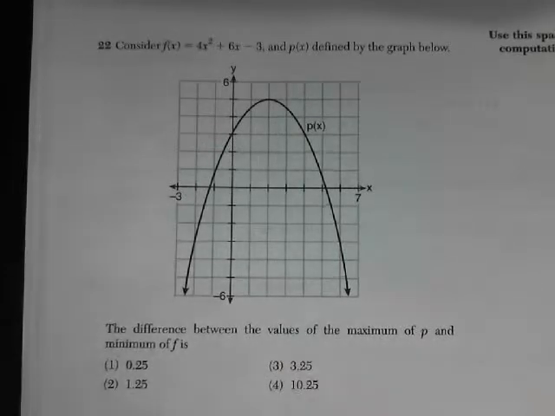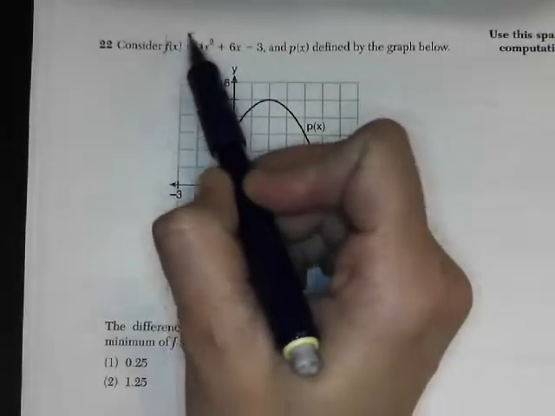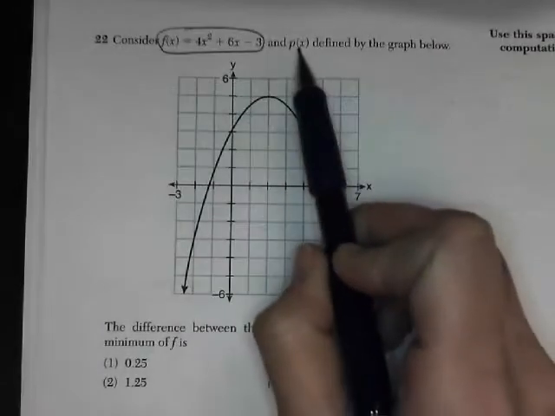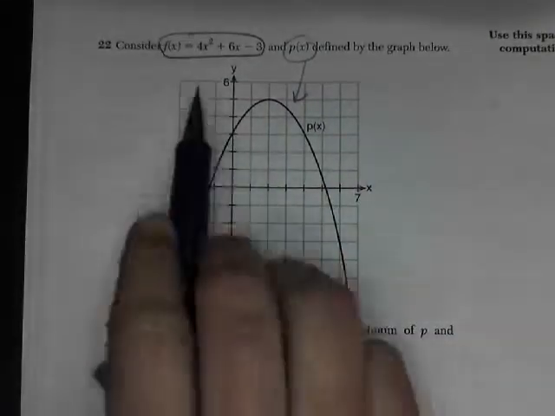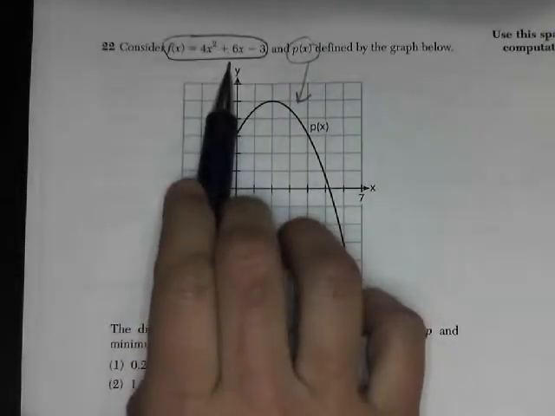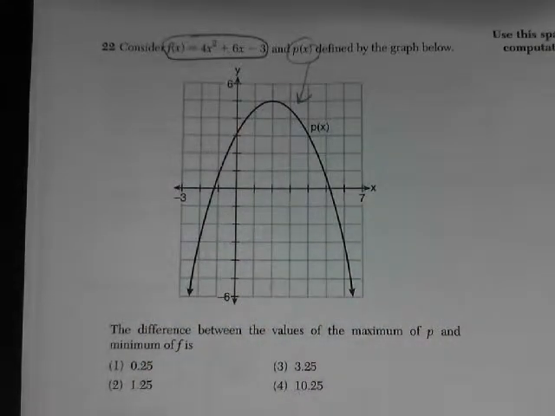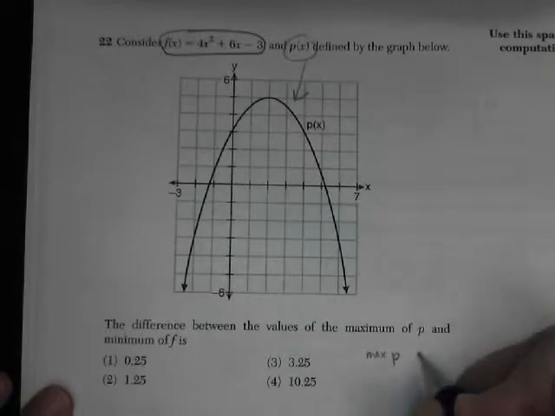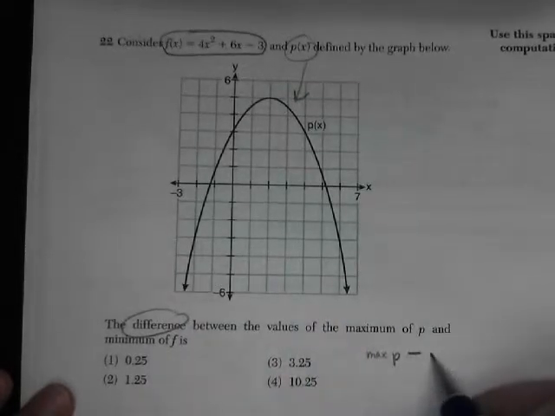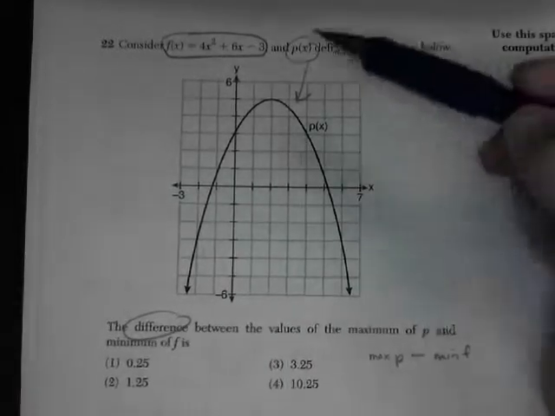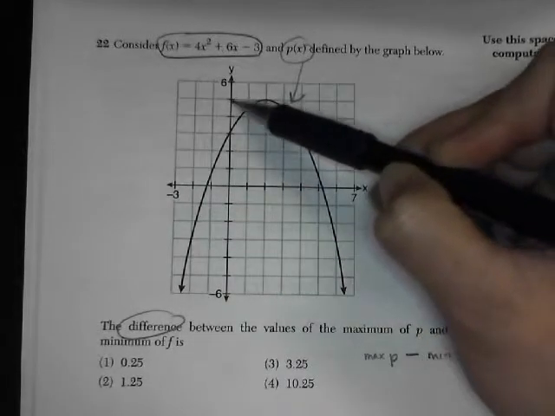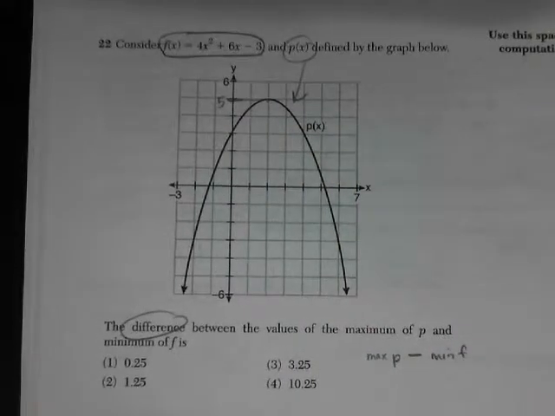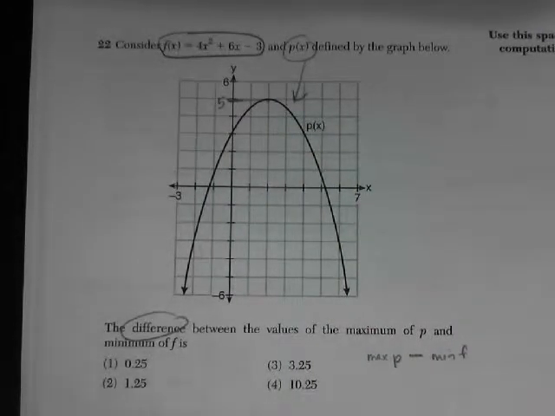Okay, here we have a quadratic function. They give us the formula for f of x, and they give us the picture of p of x. So this equation is not this graph. So we have the equation of one and the graph of another. The difference between the values of the maximum of p and the minimum of f. So the maximum of p is, right there, 5. A maximum value and the minimum value is talking about the y, the highest y or the lowest y that gets reached.